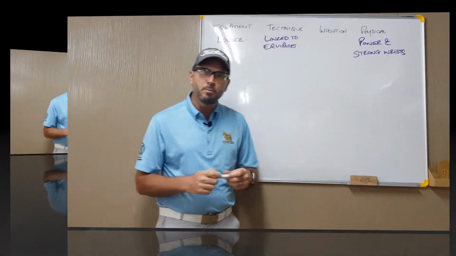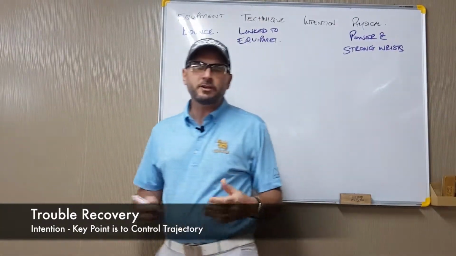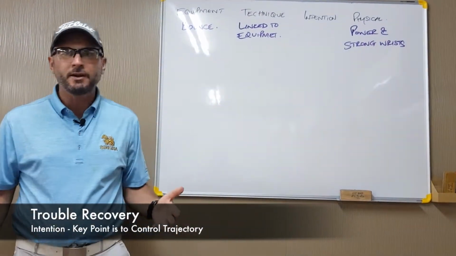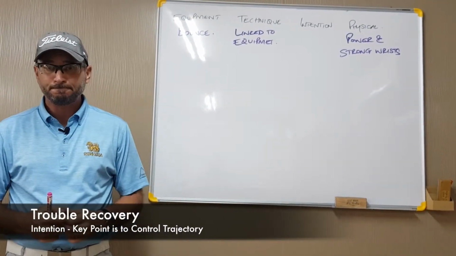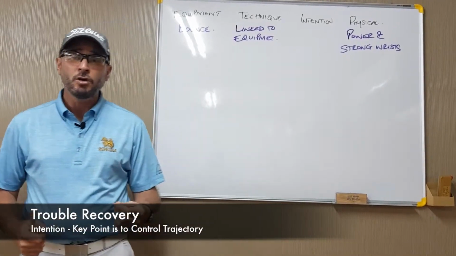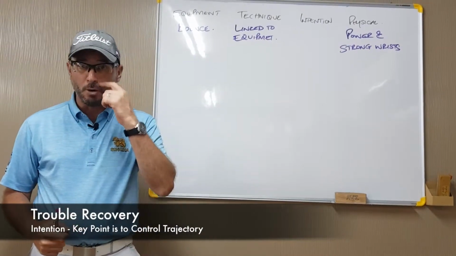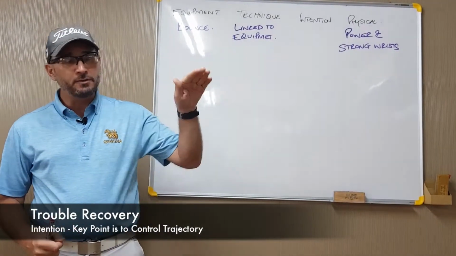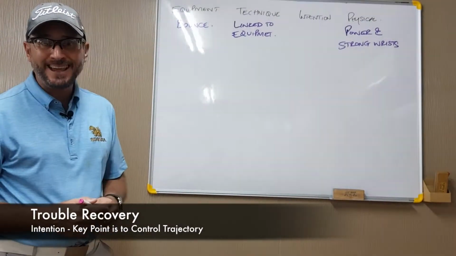So now let me move on to the recovery from trouble. Generally speaking, the recovery from trouble here in Thailand is when you hit it offline and you're in the trees. The key thing you have to do is control the trajectory of the ball. The trajectory of the ball will be the most important. The reason is, and we're going to start with intention here.